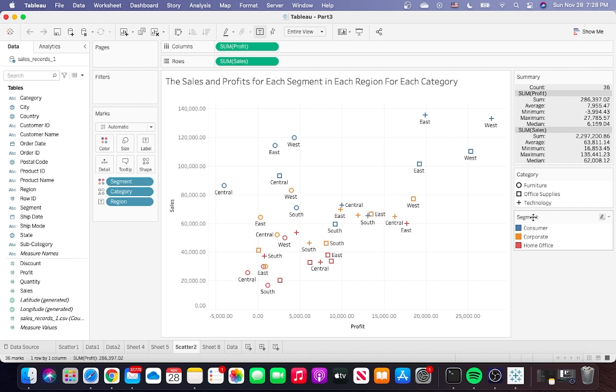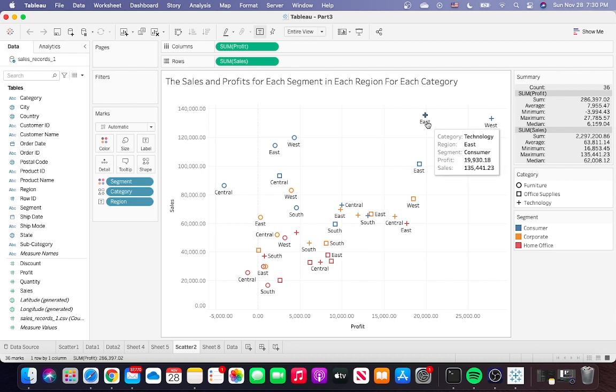That is the segment, which has consumer, corporate, and home office. Another independent variable, the category, is going to be the shape here. Furniture is going to be the circle one. The office supply is going to be the square one. And the technology is going to be the plus one. And the third independent variable is going to be the region. It's going to have east, west, central, and south.